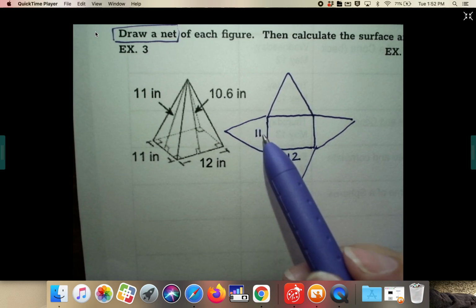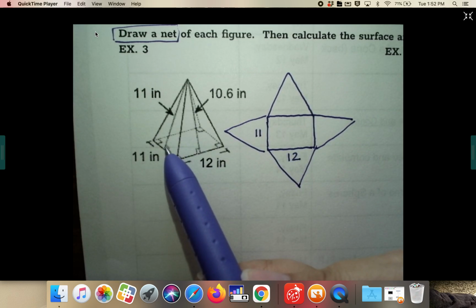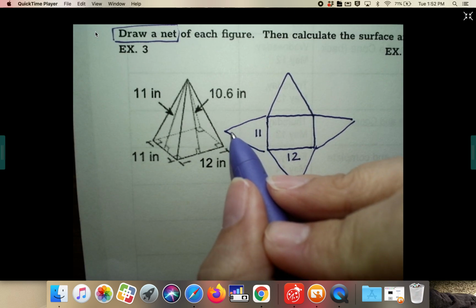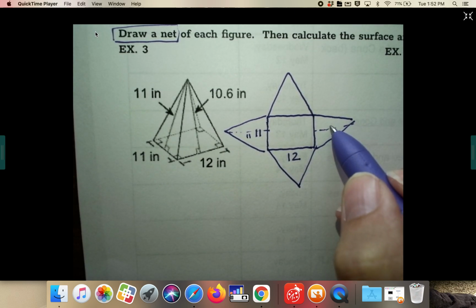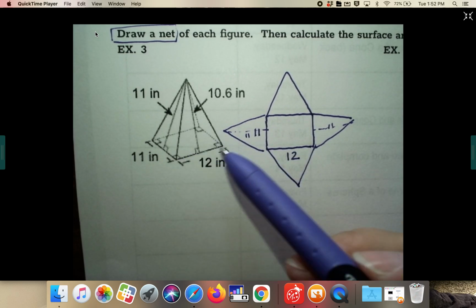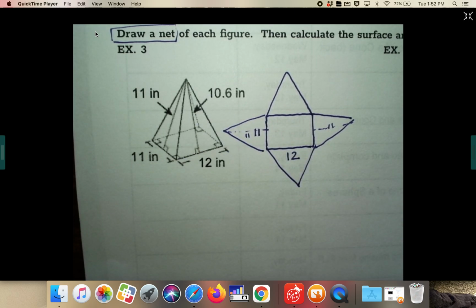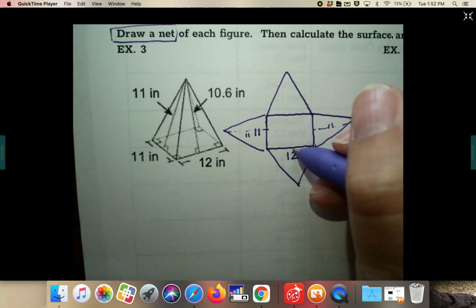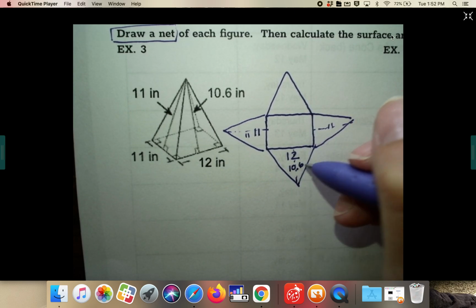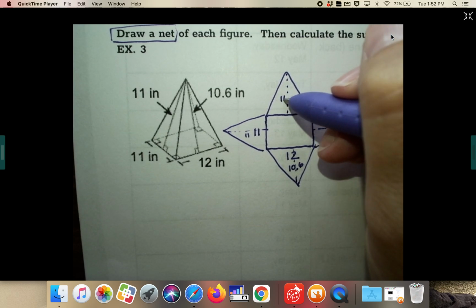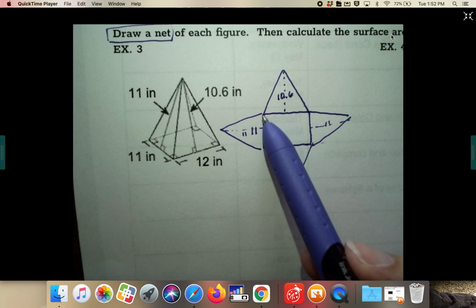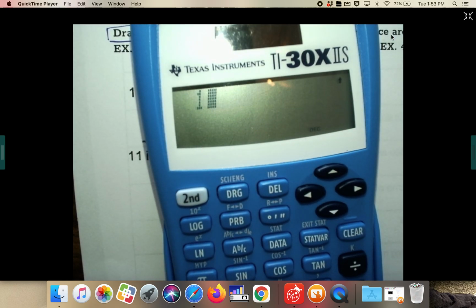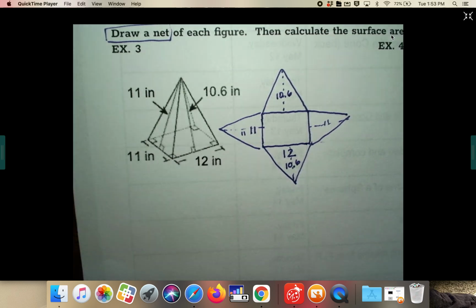But what I notice is that the one that's on the base of 11 has a height of 11. And that would also be over here. And the one that's on the base of the 12 has a height of 10.6. So I'm going to need to do this and make sure I know that's 10.6 here and here as well. Okay, so the 12 by 11 is just 12 times 11 base times height. 12 times 11 is 132, so this area inside here is 132.